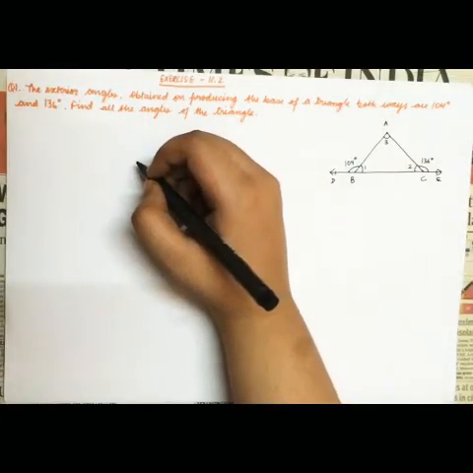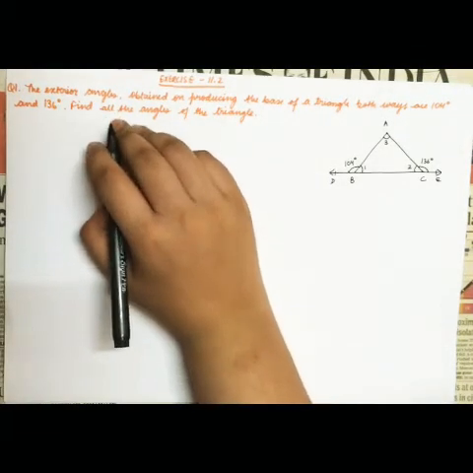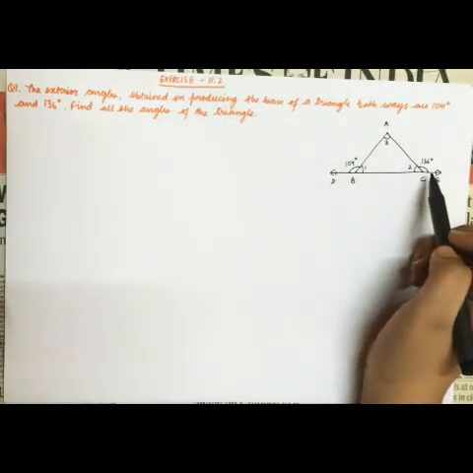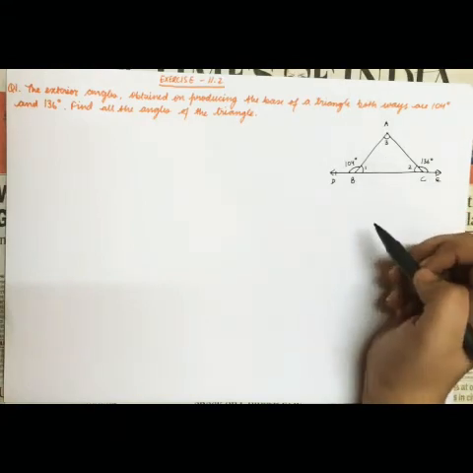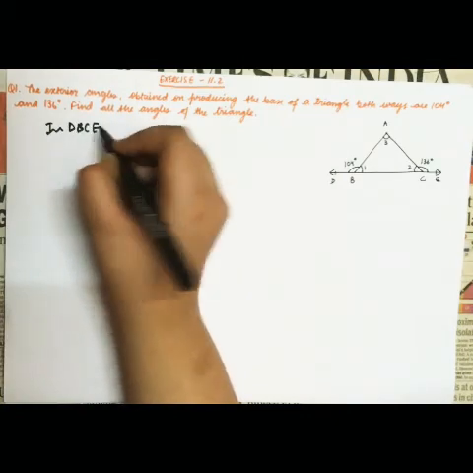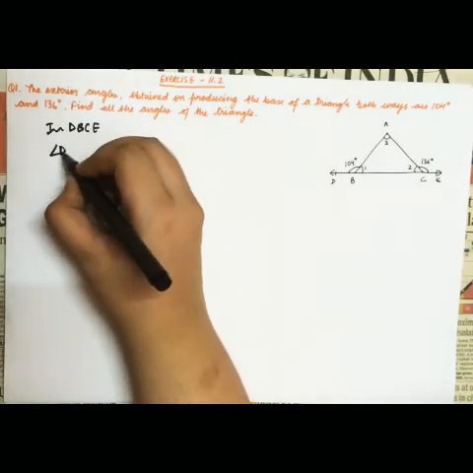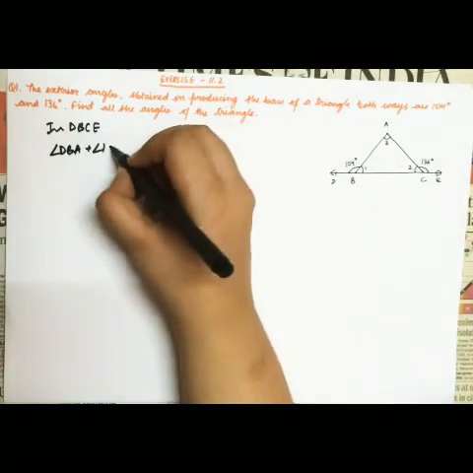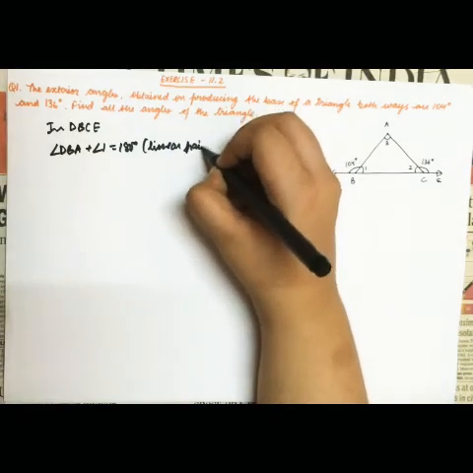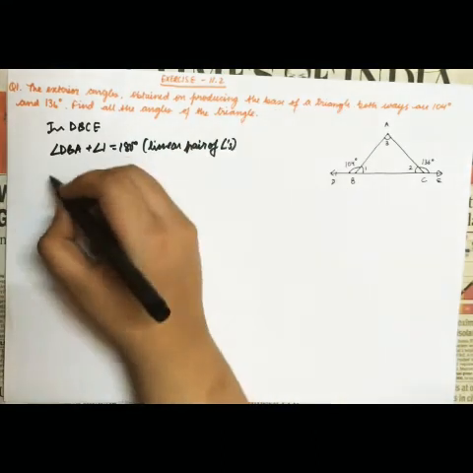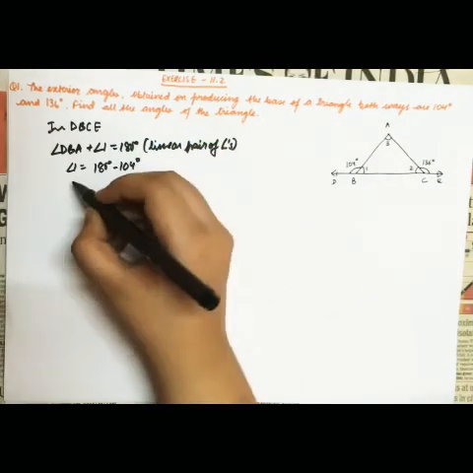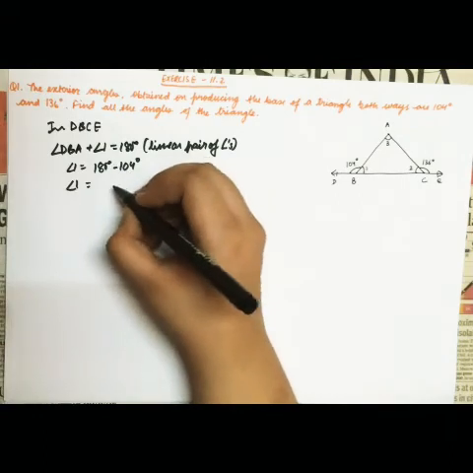Now exercise 11.2. Question number 1. The exterior angles obtained on producing the base of a triangle both ways are 104 degree and 136 degree. We have to find all the angles of the triangle. So in line DBCE, we can say that angle DBA plus angle 1 is equal to 180 degree as they form linear pair of angles. Now angle 1 is equal to 180 degree minus 104 degree, which means angle 1 is equal to 76 degree.